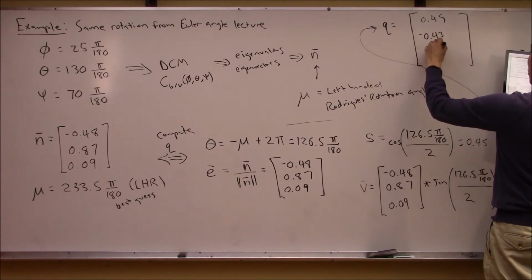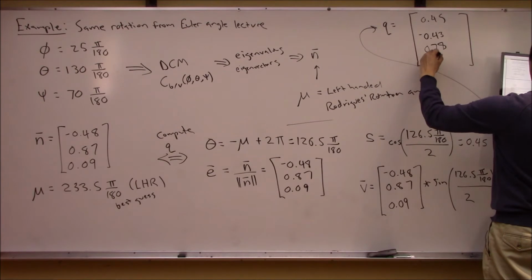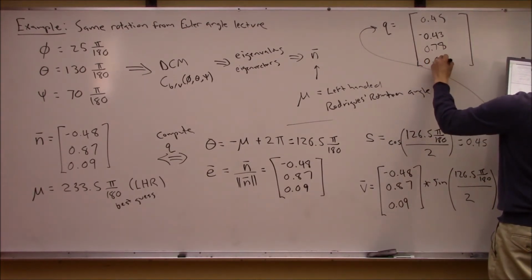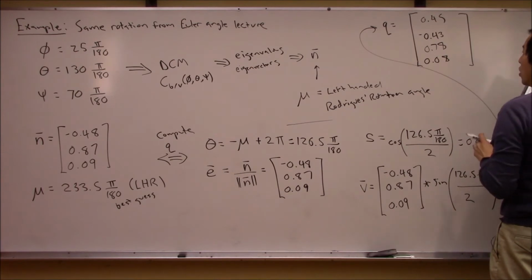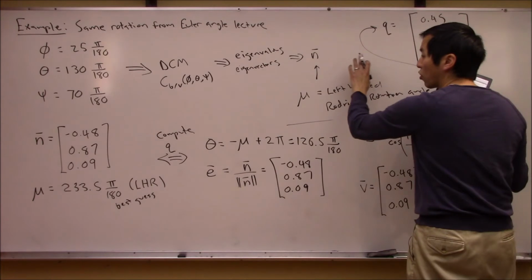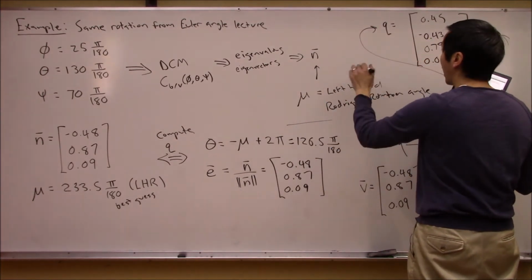I actually get 0.78 here, and finally 0.07. Actually, this is closer to 0.08 for sig figs. Okay, so that's what we get. So this quaternion here is approximately, well, actually, tell you what, let's say this.